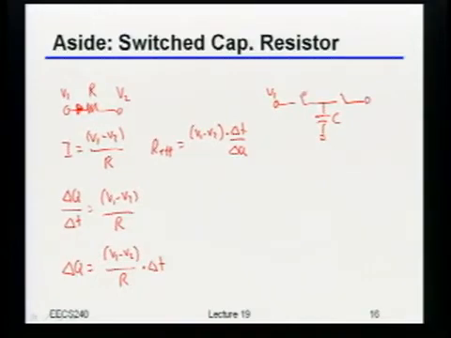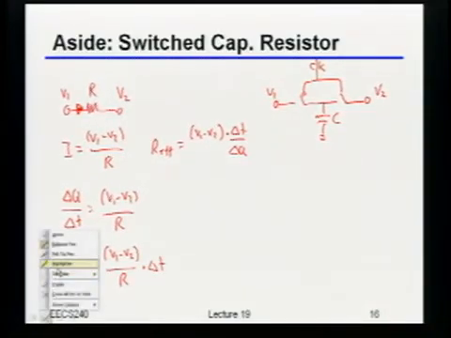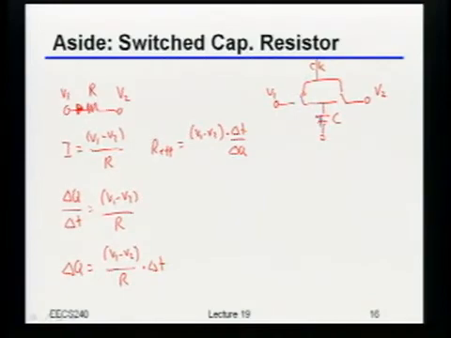But now I'm just going to have two switches and a clock signal. Okay? So in other words, as an example, when the clock is low, I connect this capacitor to V1. And when the clock is high, I connect the capacitor to V2. Okay? So, if I do that, how much charge is on the cap when the clock is equal to 0?